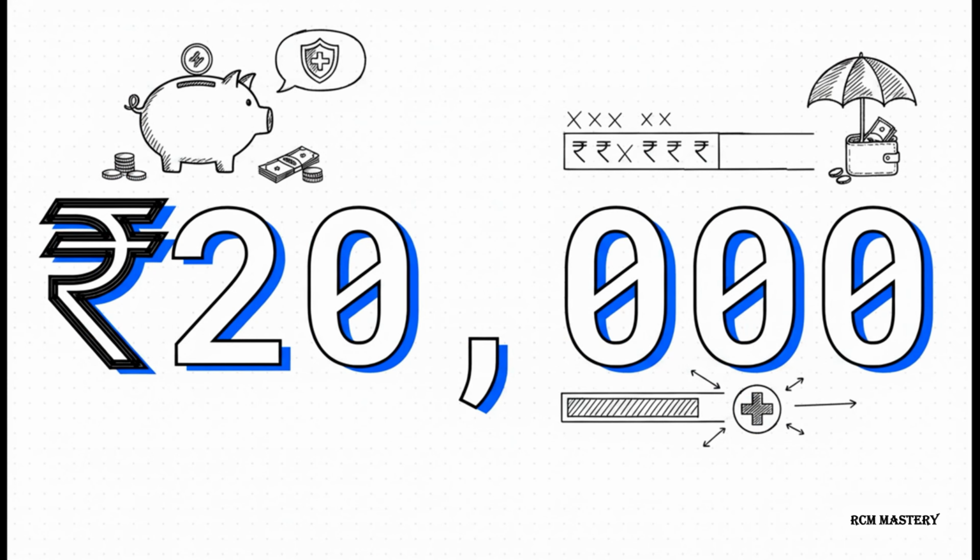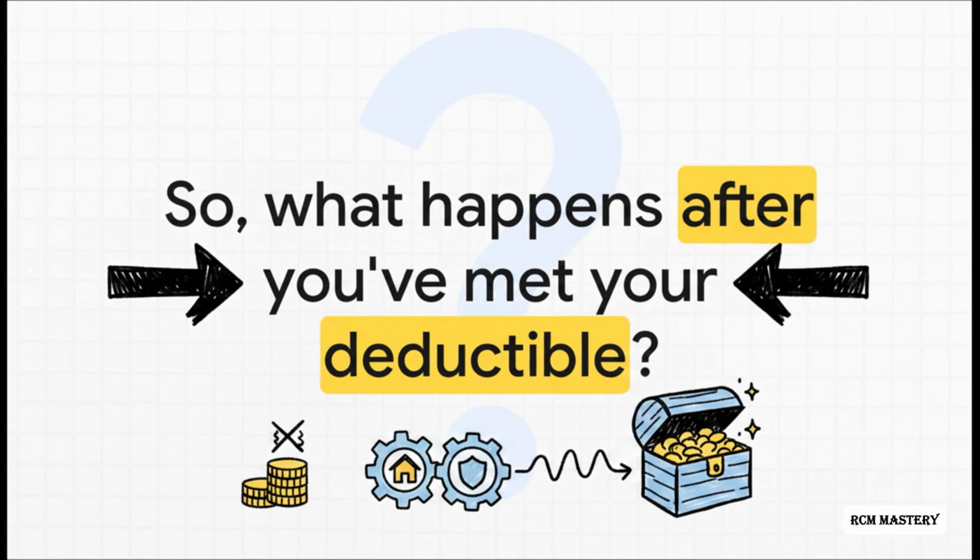Let's make that real with an example. Say your plan has a 20,000 rupee deductible. That means you are responsible for paying the first 20,000 rupees of your medical bills for that year. Only after you've spent that amount does your insurance plan begin to share the costs. So, the big question is, what happens next?